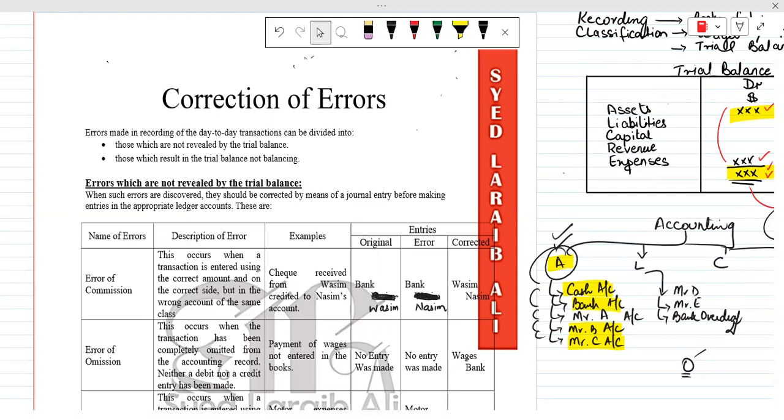These errors are of two types: the errors which are not revealed by the trial balance and the errors which result in the trial balance not balancing. There are two types of error, or we can divide these errors into two different categories. A type of error which is not revealed by the trial balance, and those errors which are revealed by the trial balance.